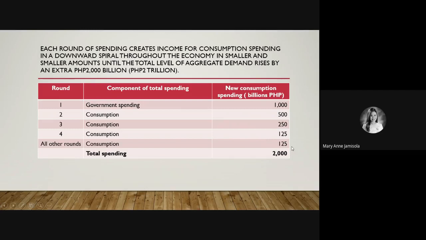That is our goal from earlier: a 2 trillion change in the aggregate demand curve. And yes, we have achieved that because of the help of our spending multiplier as well as our marginal propensity to consume. So this is right with what we said, that government spending should be changed by 1 trillion in order to achieve the change in the aggregate demand curve of 2 trillion. That is the goal, 2 trillion. If expressed in billions, just add 3 zeros.